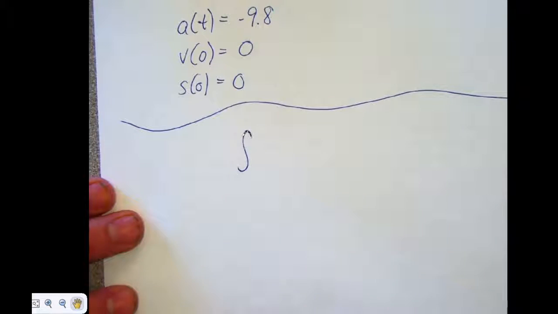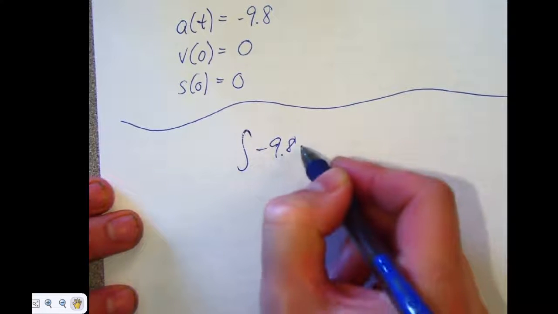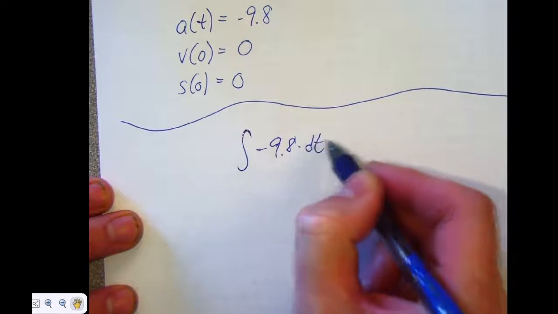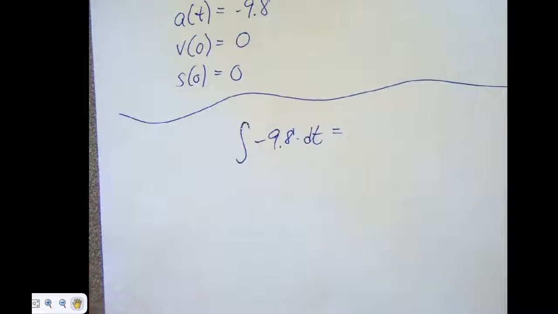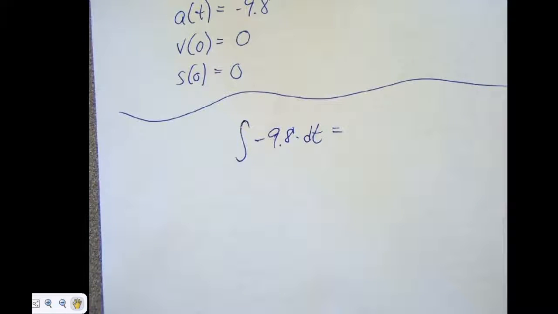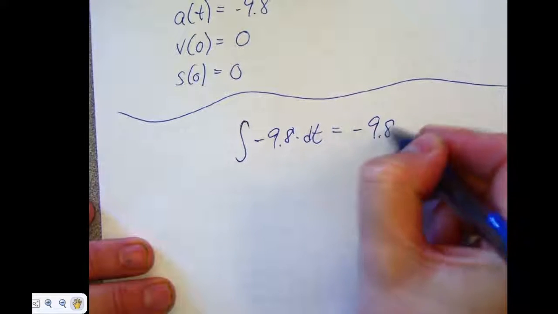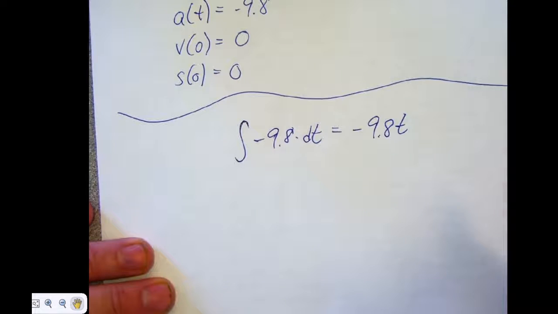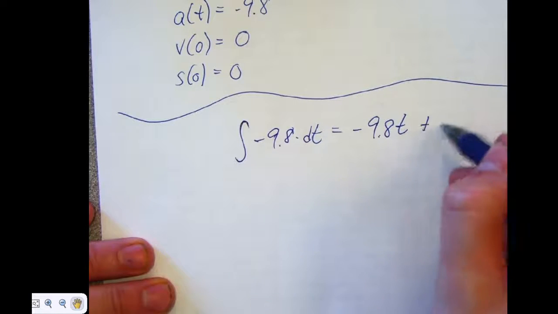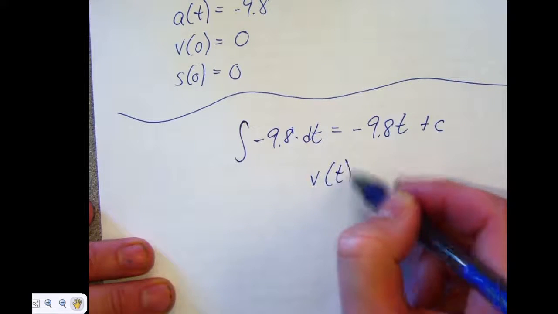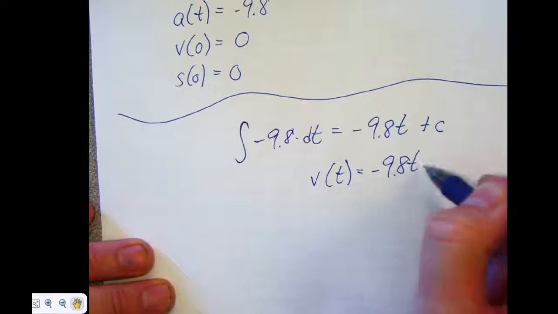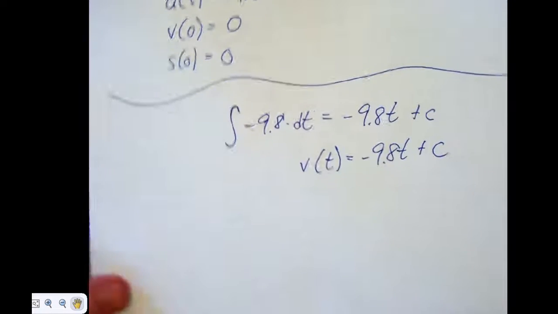So I'm going to integrate. Let's do it this way. I'm going to integrate 9.8. That's the acceleration function, right? Negative 9.8. So if I integrate that, what should I end up with? Not what's the integral, but if I integrate acceleration, what do I end up with? Velocity. So negative 9.8 t would be the integral, right? Plus c. So now we have velocity equals negative 9.8 t plus c.